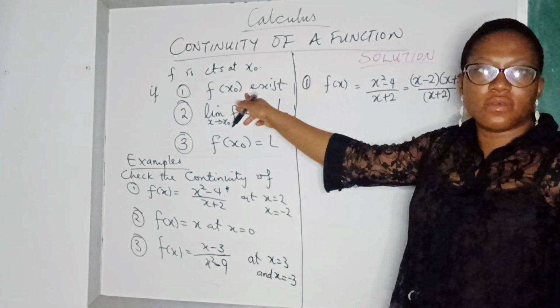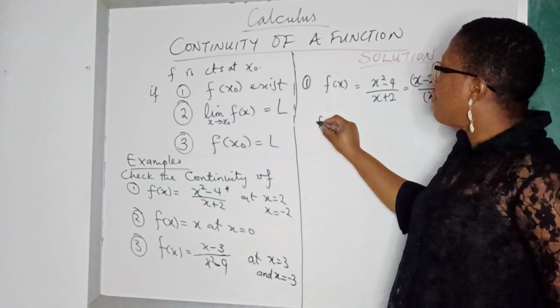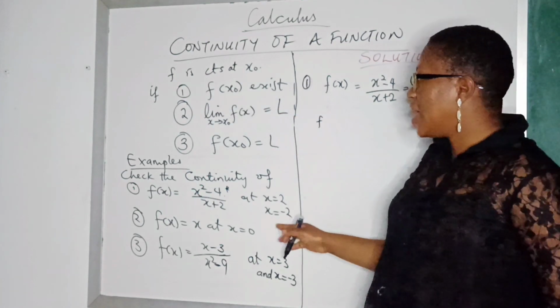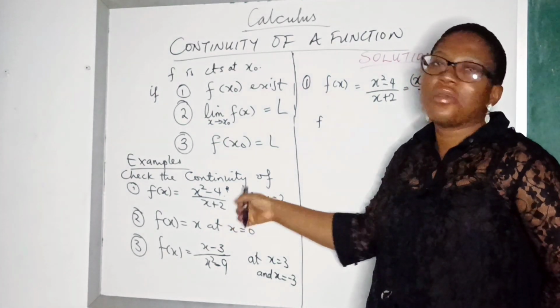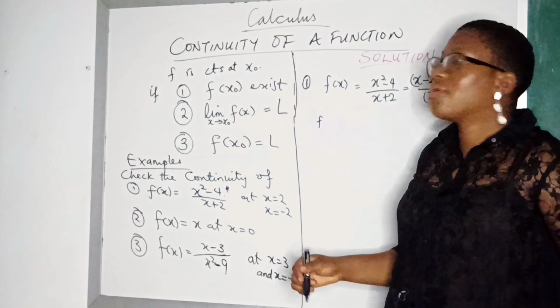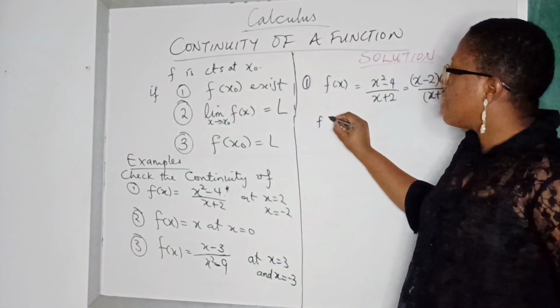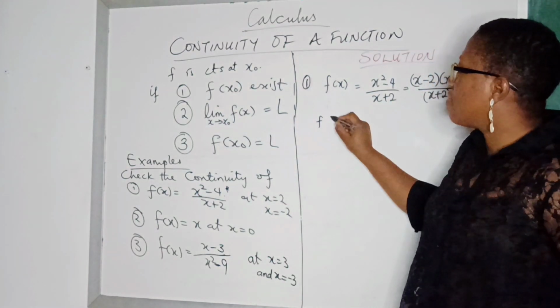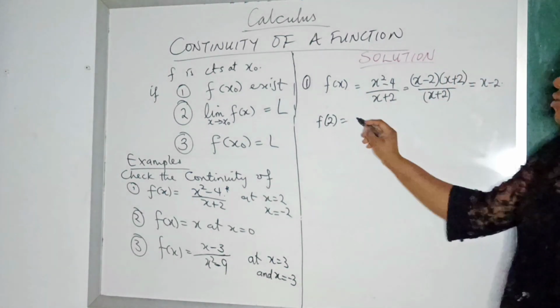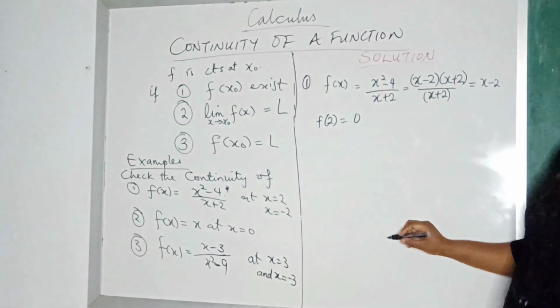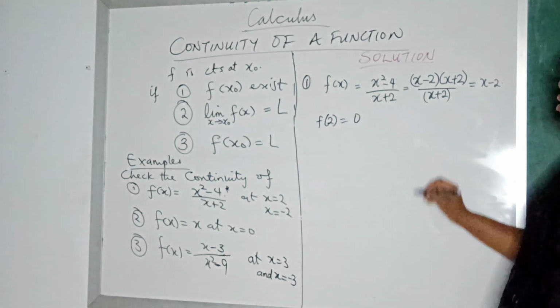Does it exist? If you had put x naught to be minus 2, you will see that f of x naught does not exist there. But that's not the point here. So let's see how it exists. Let's take f of 2 first. F of 2 is what, when we put 2 here? 0. It exists.